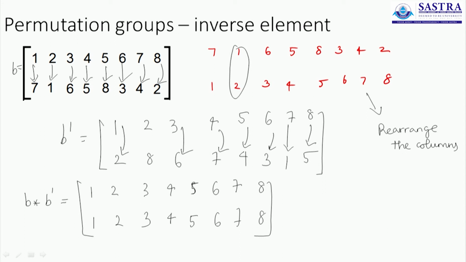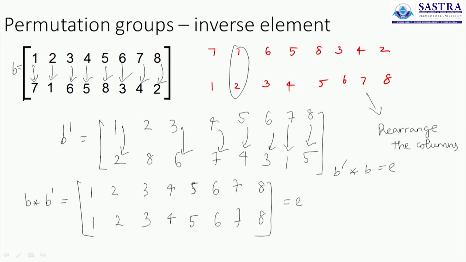So you did operate B on B dash and you got back E. So your trick worked, you have found the inverse. That's all. You can find the inverse of any permutation by using this trick. Remember, only 2 steps. Step number 1, flip the rows of the given permutation. And step number 2, rearrange the columns in the preferred order. That's your inverse.